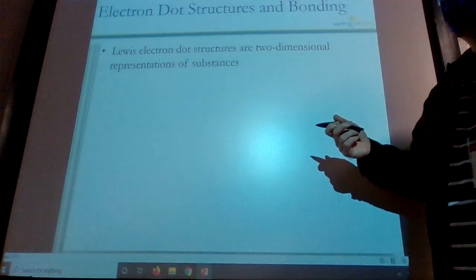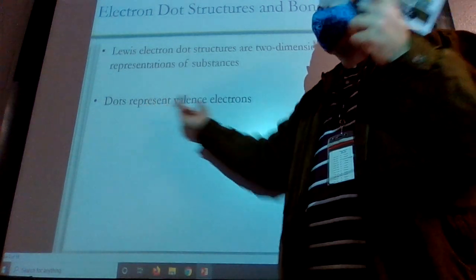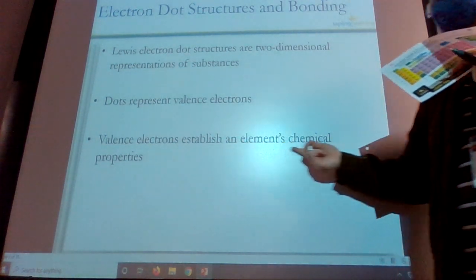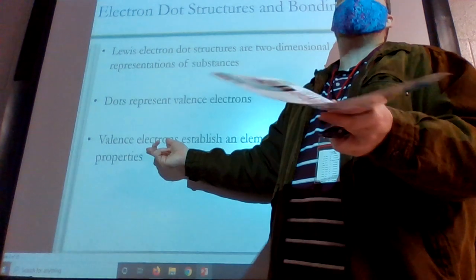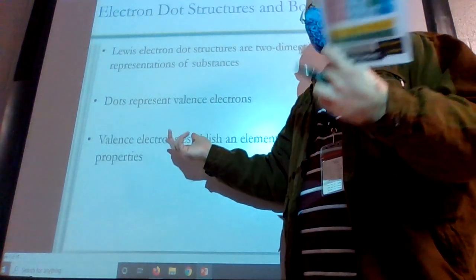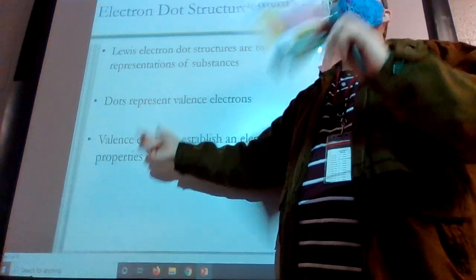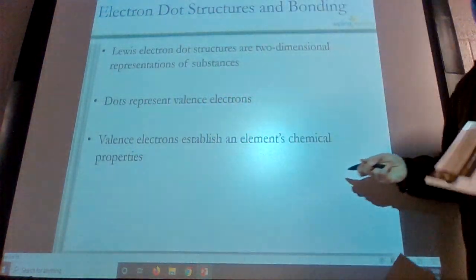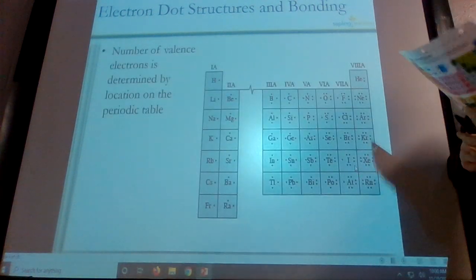So today we're going to go through ionic bonding and covalent bonding. I already said that the dots represent valence electrons, and valence electrons establish an element's chemical properties. So what can that element do? What kind of combinations can it make? What are the new chemicals going to be like? That depends on the valence electrons. If we count the valence electrons and look at how they combine, we can predict what the chemicals and molecules will look like, and what kind of things they'll do.